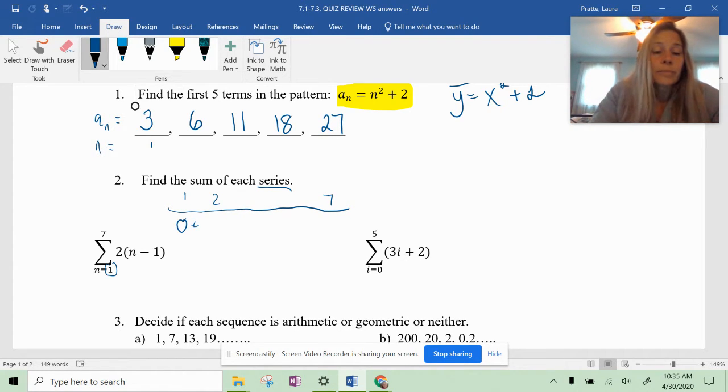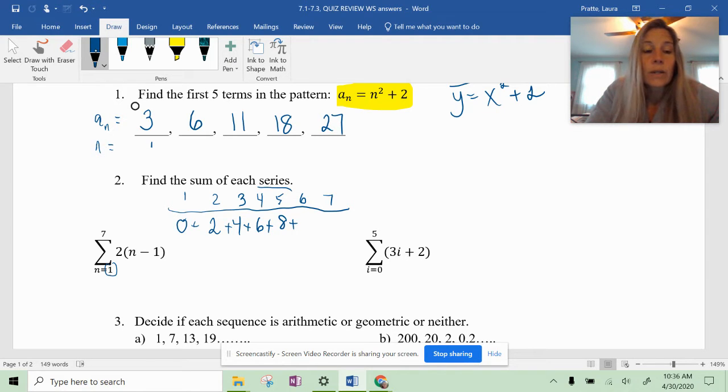Then my second term, 2 minus 1 is 1. 1 times 2 is 2. Then my third term, 3 minus 1 is 2. 2 times 2 is 4. Then my fourth term, 4 minus 1 is 3, and 3 times 2 is 6. Then my fifth term, 5 minus 1 is 4, and 4 times 2 is 8. The sixth term, 6 minus 1 is 5, and 5 times 2 is 10. And then the seventh term, 7 minus 1 is 6, and 6 times 2 is 12.